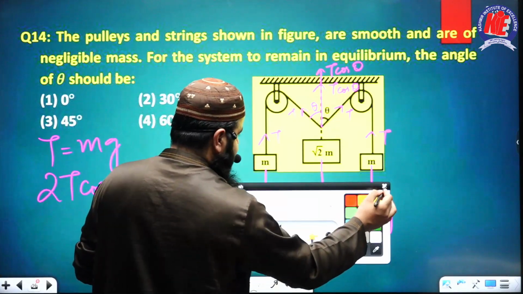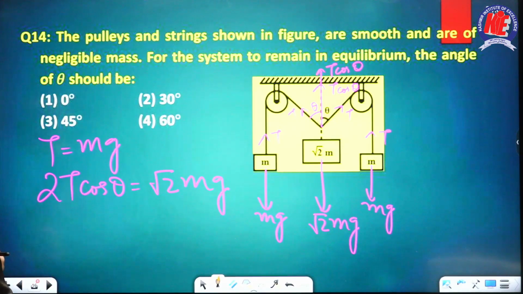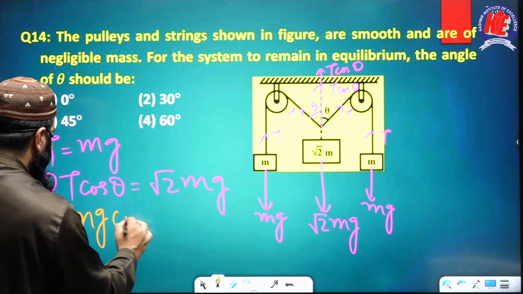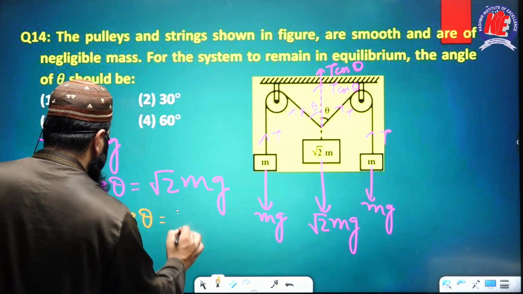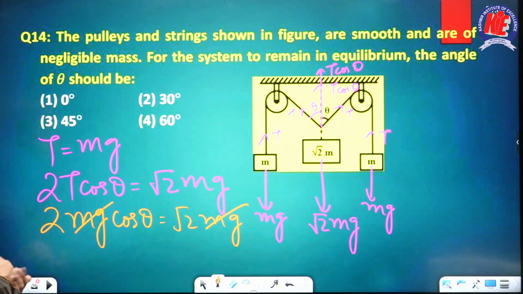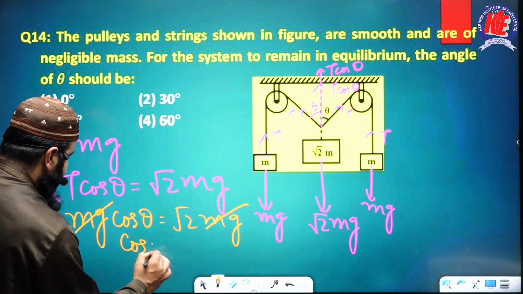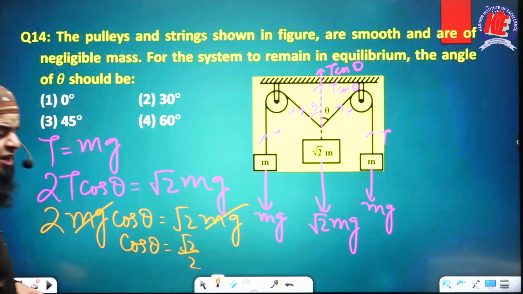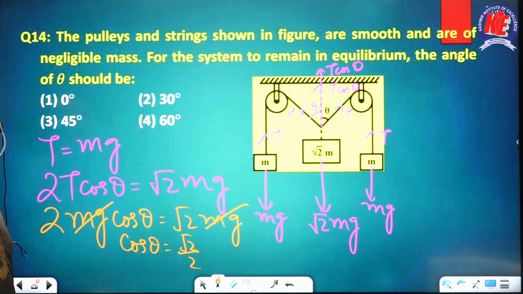The next one please, have a look. In place of T, we have mg, so 2 mg multiplied by cosine of theta is equal to root 2 into mg. We can say bye bye to mg and mg. From here cos theta will be equal to, on the right side you have root 2 and the 2 multiplied goes to the denominator. So cos theta is equal to root 2 upon 2.